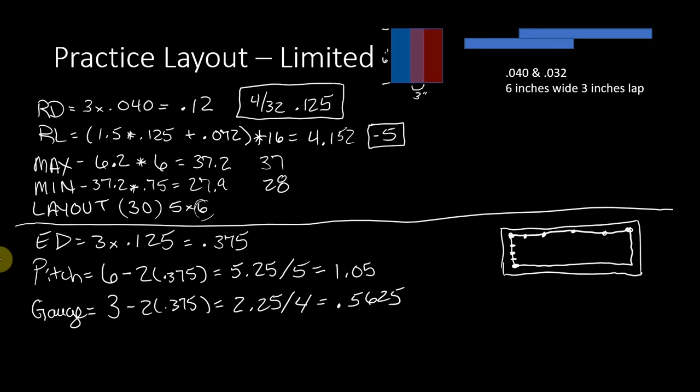Now to make sure it fits within the rules, edge distance is at 3D. So that's good. It fits between 2 and 4. Both pitch and gauge are bigger than my edge distance at 3D, which means they meet their minimum requirements. Gauge is smaller than pitch.